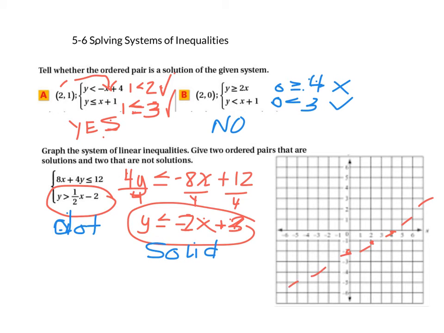And I need to test a point now. It's greater than, so it's going to be above the line, but I'm going to test a point to make sure. So I'm going to test (0, 0) and see if I'll be able to shade that. So 0 is greater than 1/2 times 0, which is 0, minus 2. So 0 is greater than -2. And that's true. So for this one, I'd be shading all of this area where the (0, 0) fell in, because since it was true, I'm shading the true side.